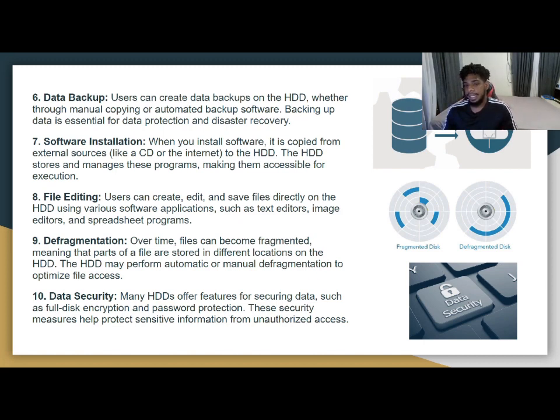Number eight is file editing. Users can create, edit, and save files directly on the HDD using various software applications such as text editors, image editors, and spreadsheet programs. Number nine, defragmentation. Over time, files can become fragmented, meaning that parts of a file are stored in different locations on the HDD. The HDD may perform automatic or manual defragmentation to optimize file access.